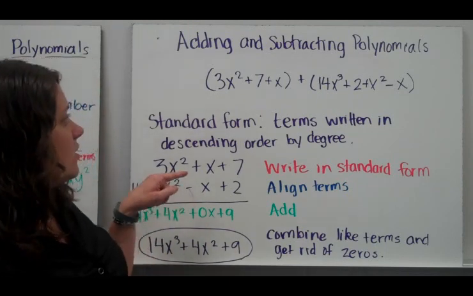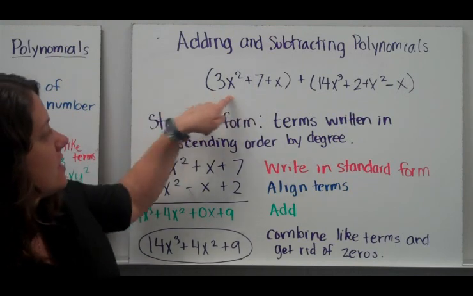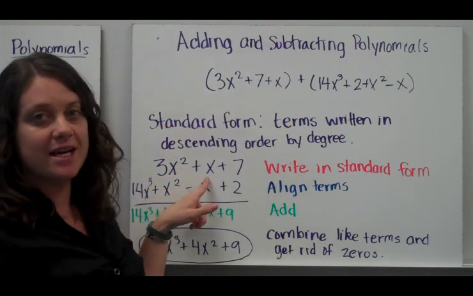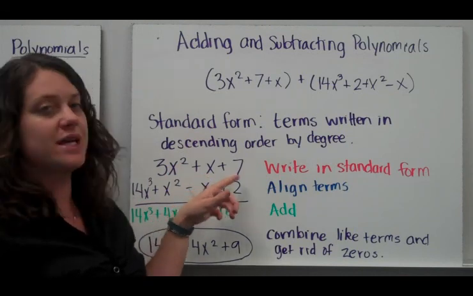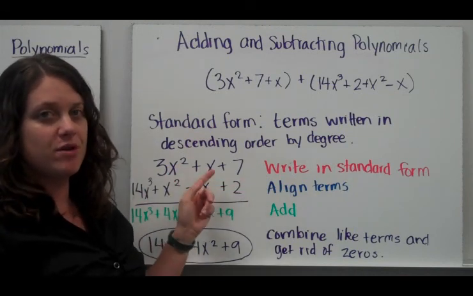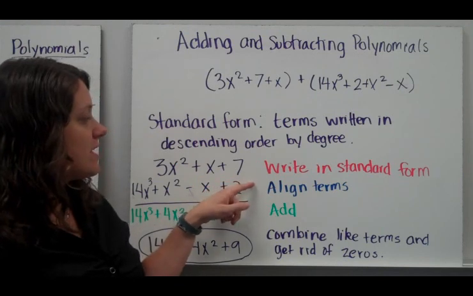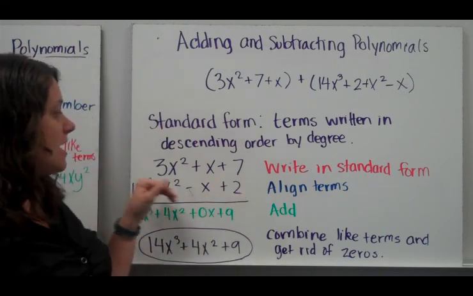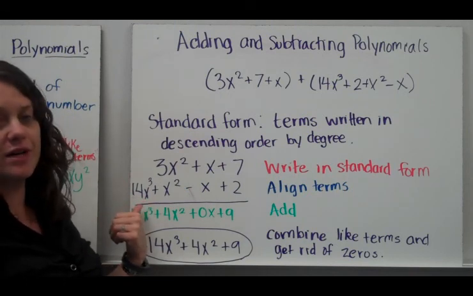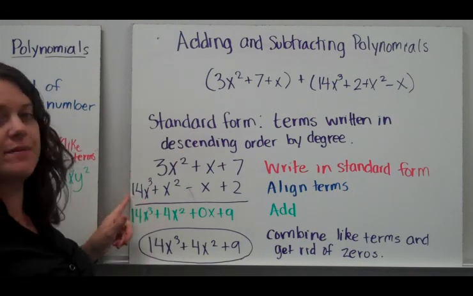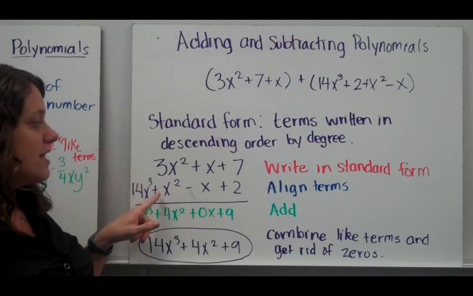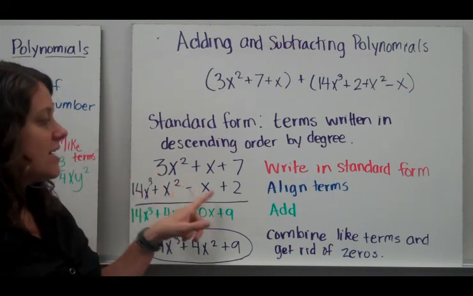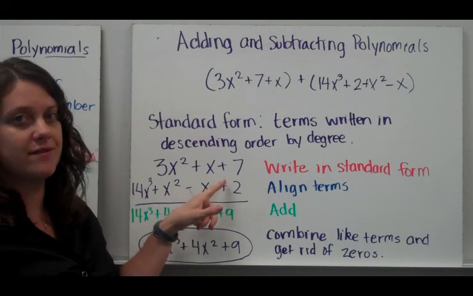So here, first, we're going to put this in standard form. We have the 3x squared, then we have the x, which is to the first degree, and then we have 7. So we put them in order. We wrote them in standard form, and then we're going to align the terms of the second one. When we align the terms, you see there was no x cubed, so that's going to go out here by itself. And then we align the x squared with the 3x squared, the minus x with the plus x, and then the plus 2 with the plus 7.